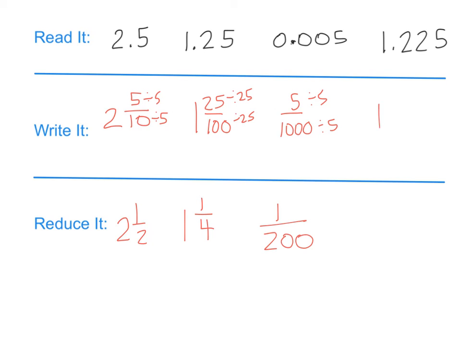And the last one is 1 and 225/1000. Now they both end in 5 and 0, so I could divide down by 5 and keep going that way. But I also know that if I count by quarters and think money, these will both divide by 25. So if I divide both of those by 25, I end up with 1 and 9/40.